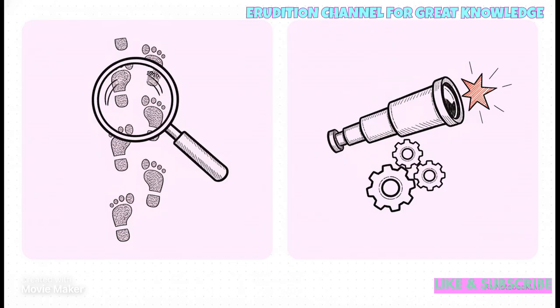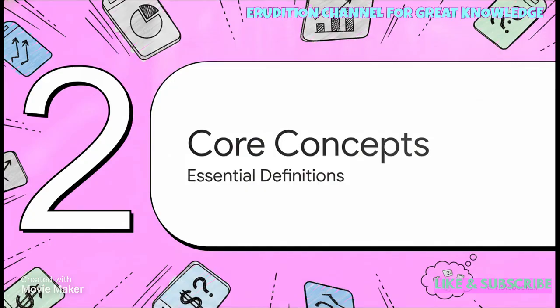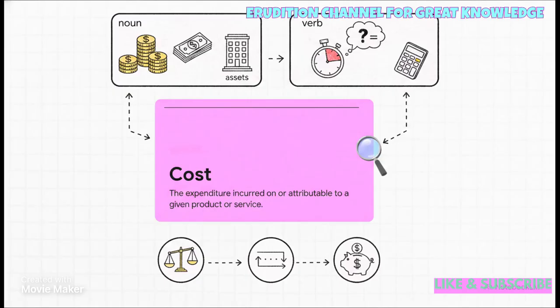Cost accounting steps in to accumulate those costs, tie them to specific products, and create a real management information system for profit planning. Moving right along to Part 2, Core Concepts and Definitions. Get your mental flashcards ready. You absolutely need to remember this duality for the exam.